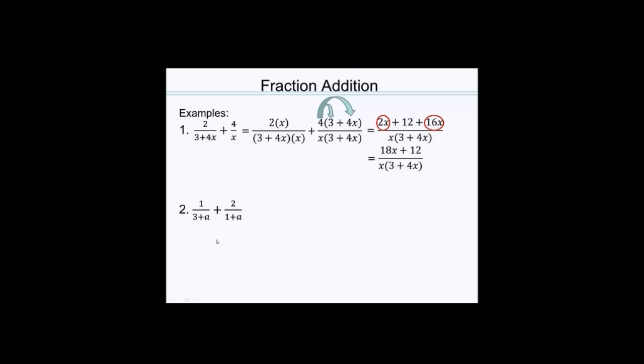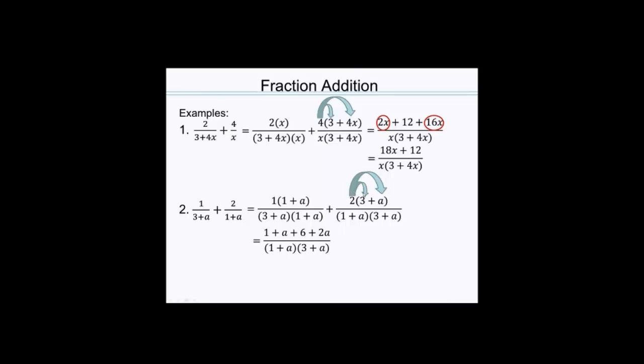So how are you going to make a common denominator? Remember, the 3 plus a and 1 plus a are two separate units. So we're going to have to multiply the first fraction top and bottom by 1 plus a, and the second fraction by 3 plus a. Then 1 times 1 plus a will give you 1 plus a. 2 times 3 is 6, 2 times a is 2a.